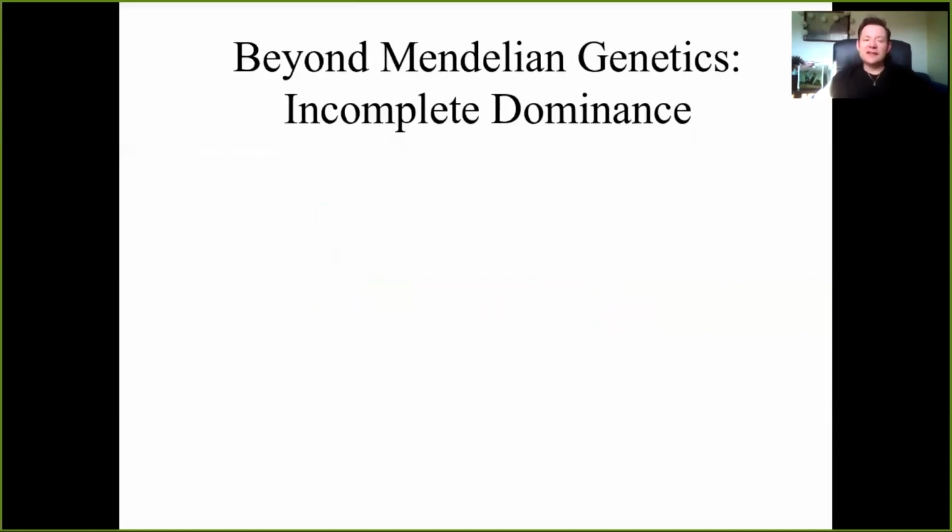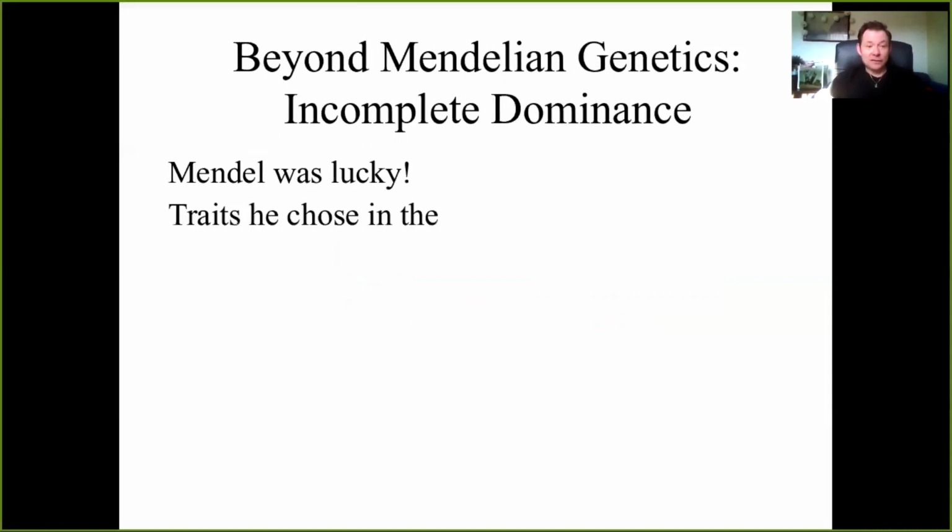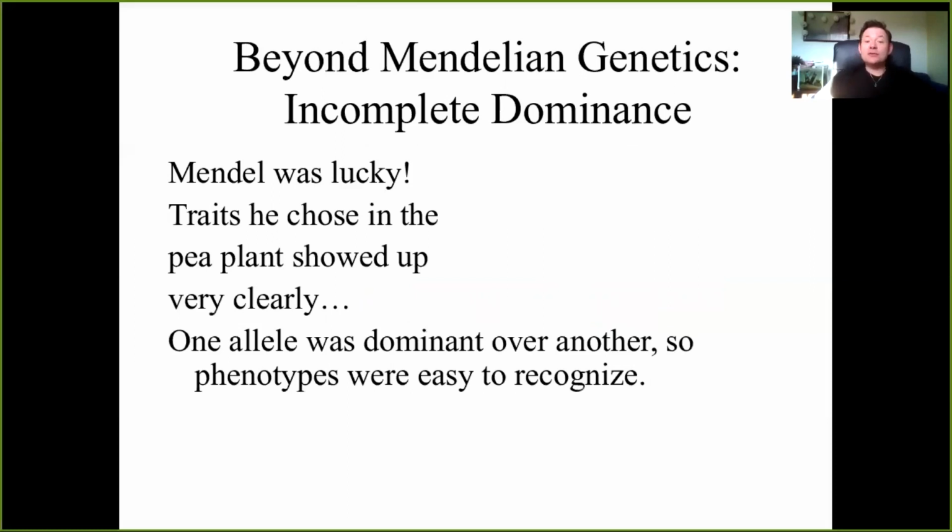So, beyond Mendelian genetics: incomplete dominance. Mendel was lucky. The traits he chose in the pea plant showed up very clearly. One allele was dominant over another, so phenotypes were easy to recognize, but this isn't always the case. Not all genes are dominant or recessive. Some have incomplete dominance.